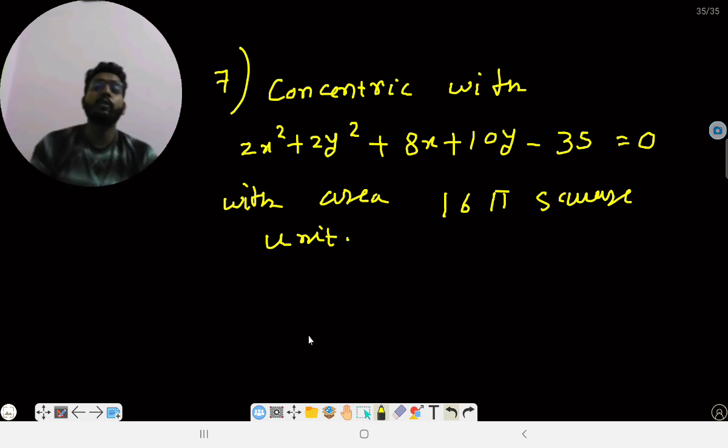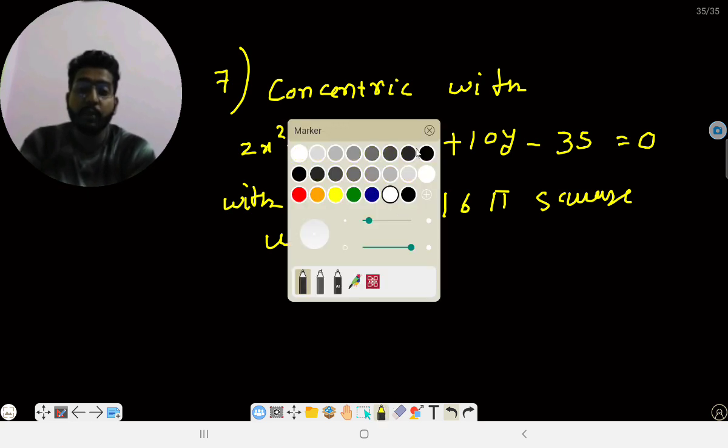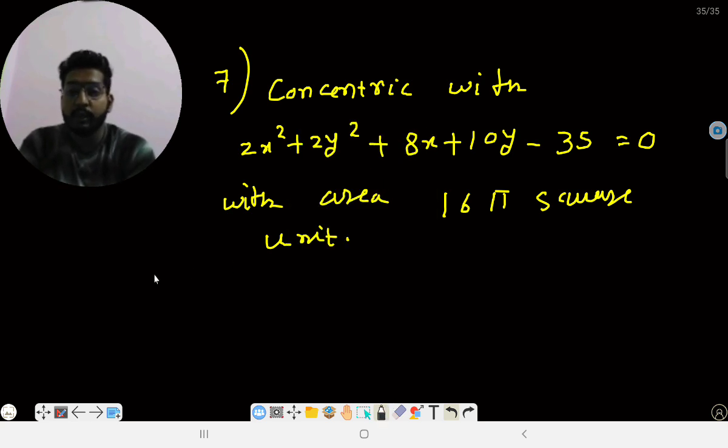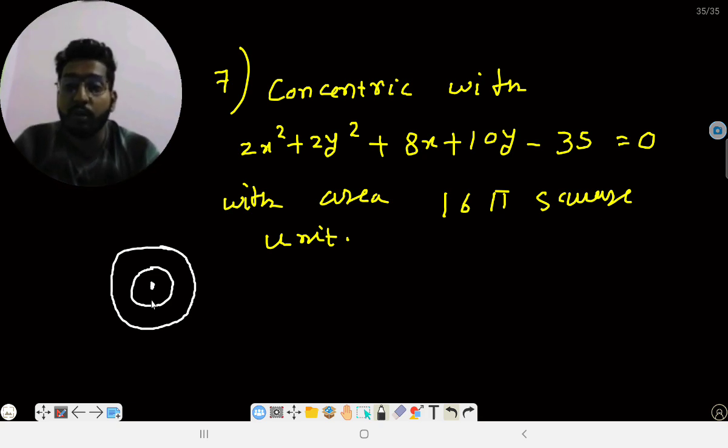Now you have to find the equation of a circle which is concentric with this circle, and the area is given as 16 pi. Now what does concentric mean? Suppose this is a circle, there will be a center. Now there is another circle. If those two circles have the same center, then they are called concentric circles.